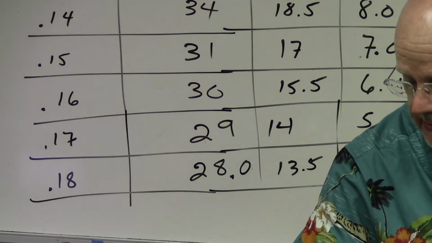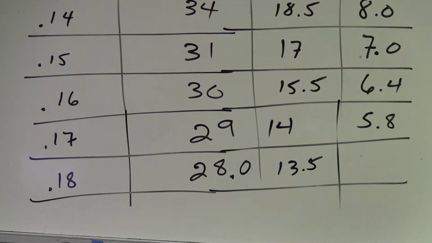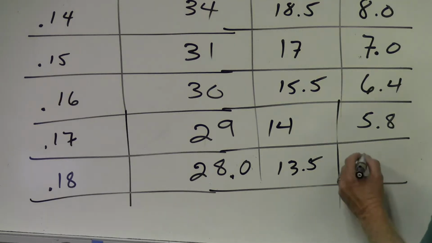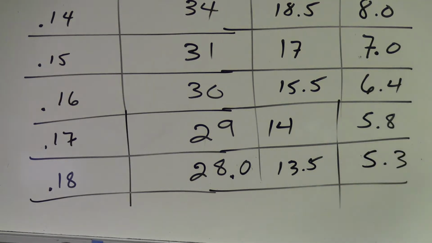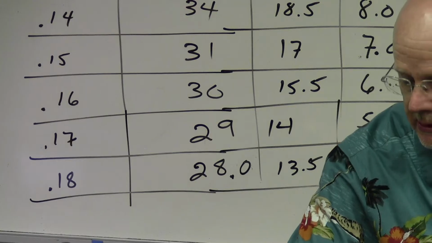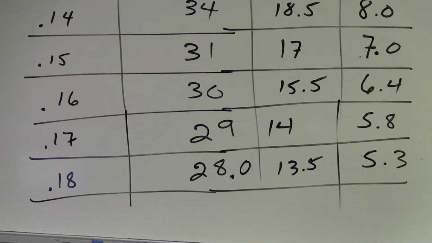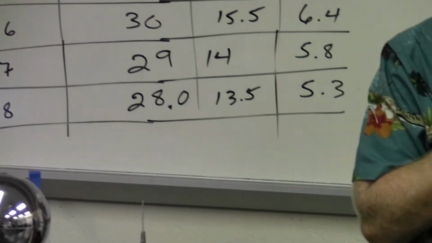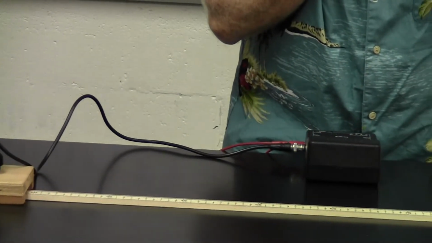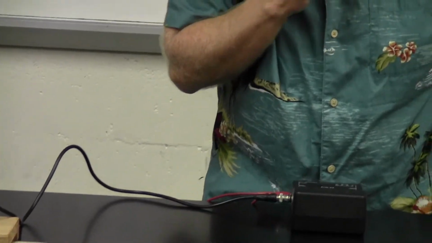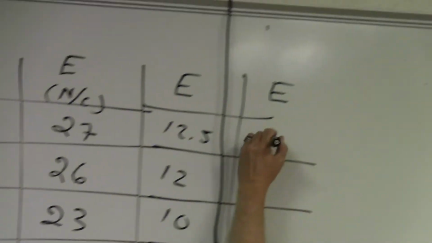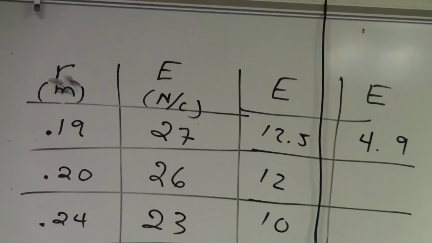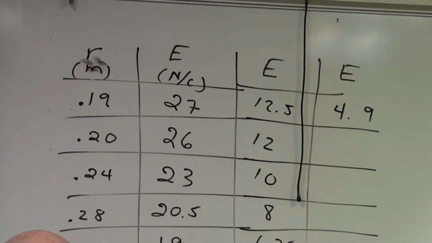Let's go to 18. That would be about a, let's see, that would be 5.3. Let's go to 19. Let's call that a 4.9. So 4.9. And then let's go to 20.